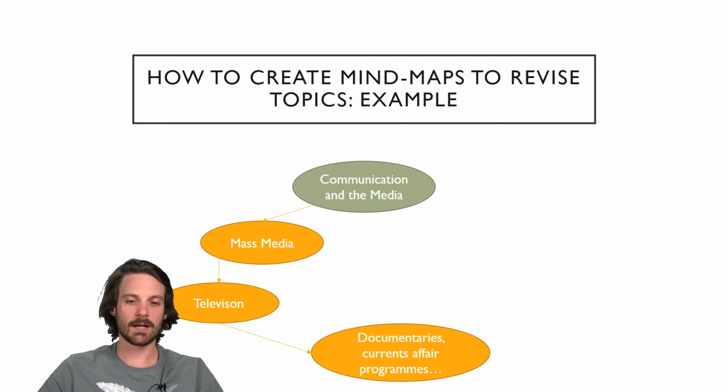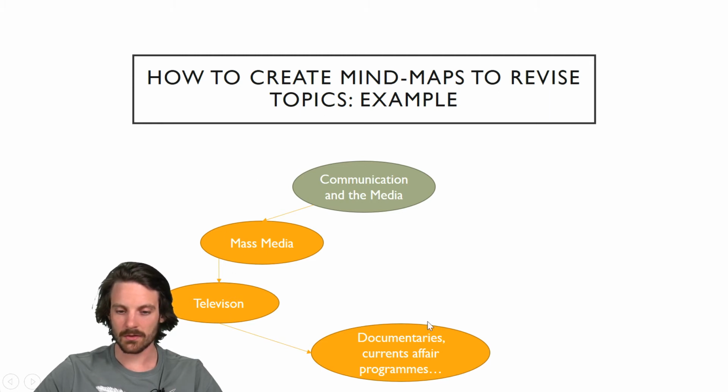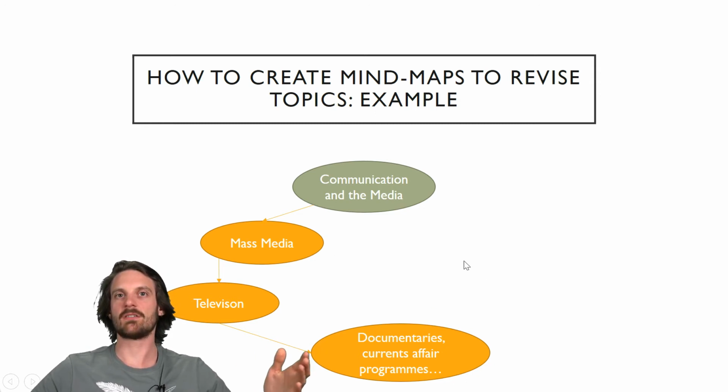So that's how a mind map can look like. Very easy. In this case, it's about the topic, communication, and the media. Then a subtopic of communication and the media is mass media and television, and documentaries, current affairs programs belong to television. So very easy.